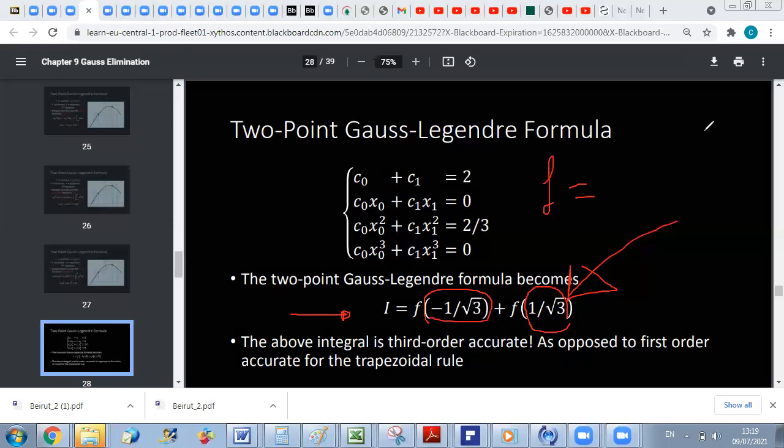This is why we say the trapezoidal method was first order accurate, because its error was of order 2. Now, by using the 2-point Gauss-Legendre formula, we were able to reduce the error to order 4, then the integral is third order accurate.